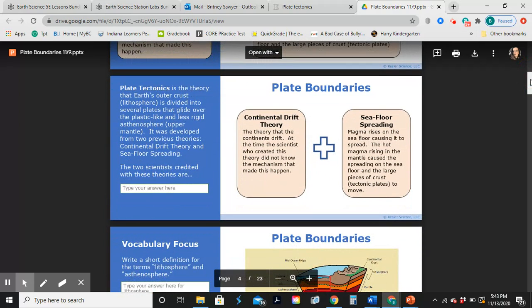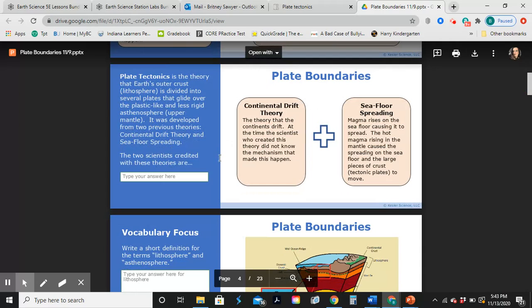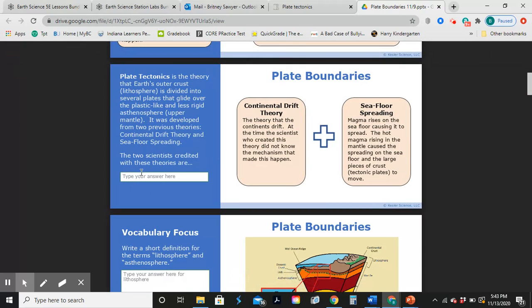Plate tectonics is the result of both of these theories being put together, continental drift theory and the seafloor spreading theory. It's the theory that the Earth's outer crust, which is the lithosphere, is divided into several plates that glide over the plastic-like and less rigid asthenosphere, which is the upper mantle. It was developed from 2 previous theories, the continental drift theory and the seafloor spreading theory. Down here, I want you to type in who are the 2 scientists that came up with these theories.